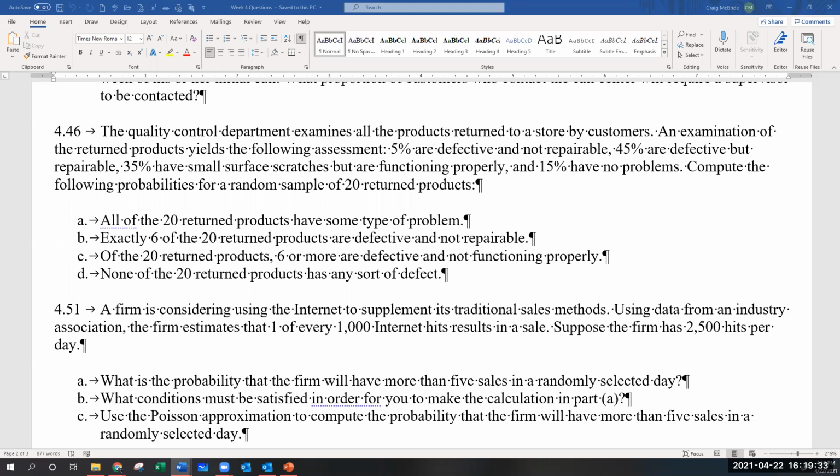Okay, now 4.46B, I put into my SAS. So 4.46C, because the SAS formula only goes down, I have to take the complement of that. Correct. What is the complement of six or more? I put the returned products were seven because it had to be more than six. It has to be a whole number. Right. But if you're looking for the complement of six or more, you're trying to find the probability that six or more are defective and not functioning. But like you said, we can't do that in SAS because SAS only does less than. So I put less than seven.